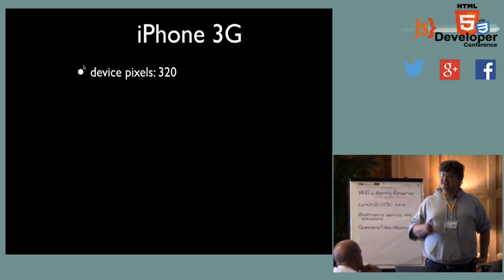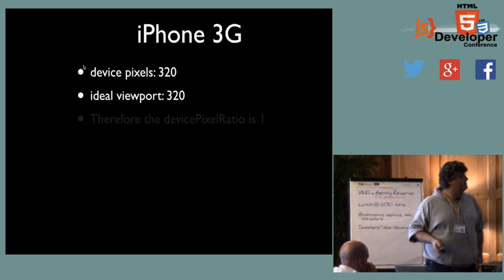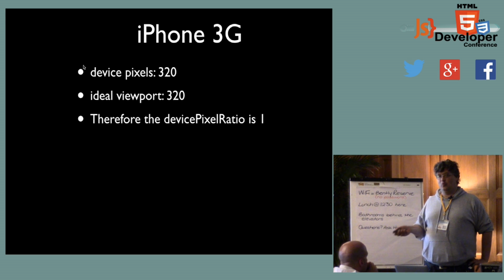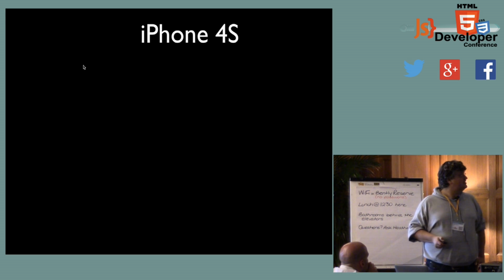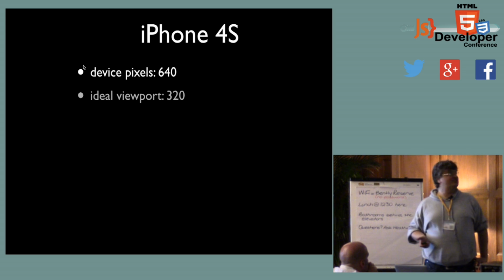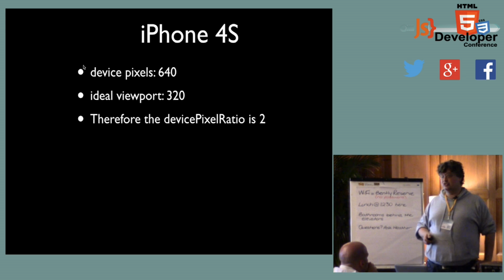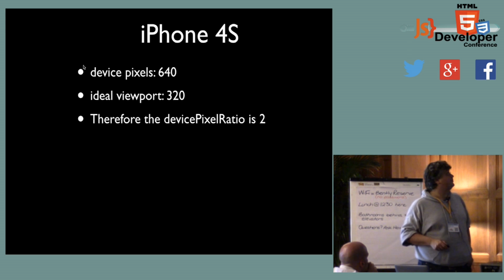So, for instance, the old iPhone 3G has 320 device pixels. The ideal viewport is also 320, so device pixel ratio equals 1. Right? The iPhone 4S with the retina screen, 640 device pixels, still 320 in the ideal viewport, so device pixel ratio equals 2. You knew this.